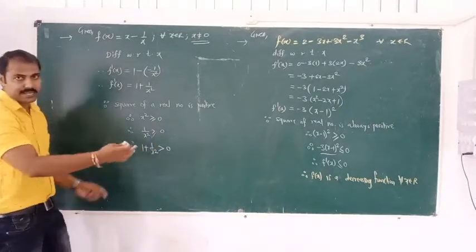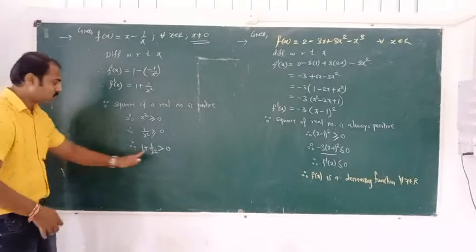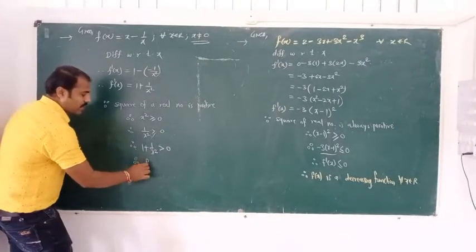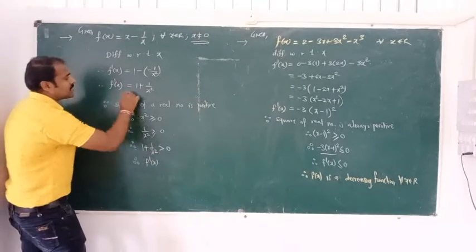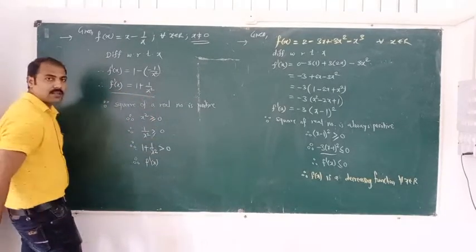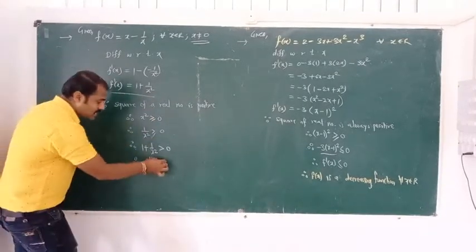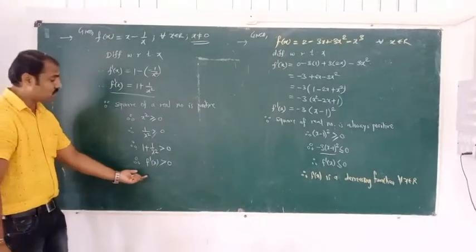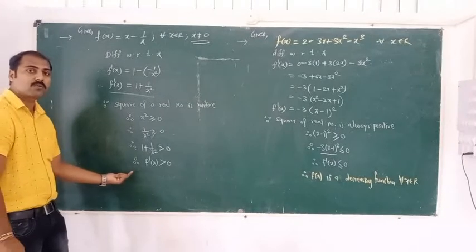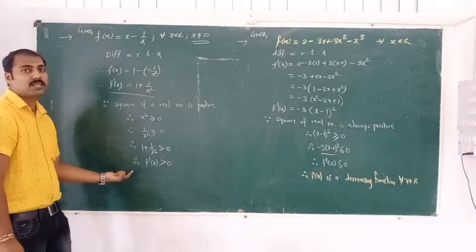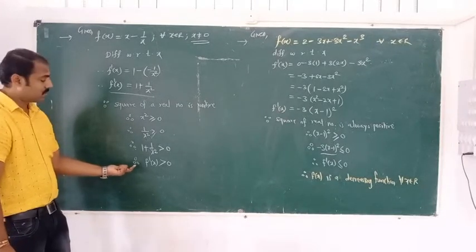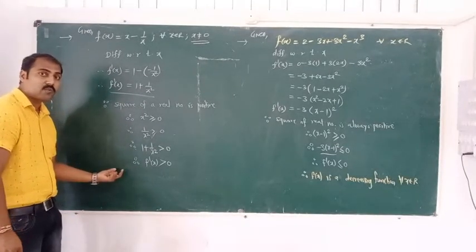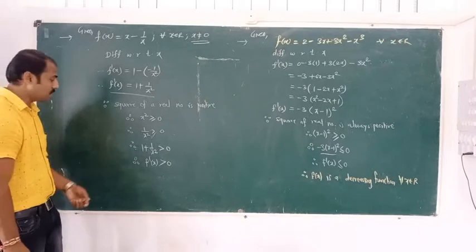It is 1 that is greater than 0. So I can say here, f dash of x is strictly greater than 0. Strictly greater than 0 means the function is positive. Function is positive, it means that the derivative is positive, it means that the function is an increasing function.